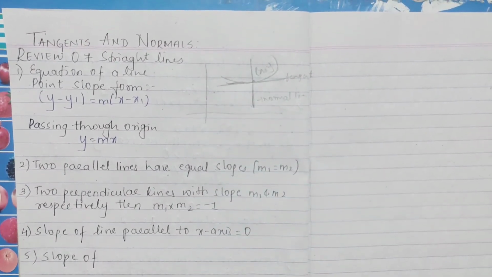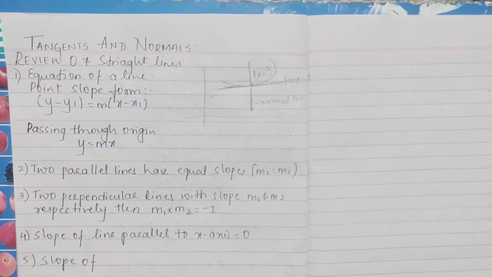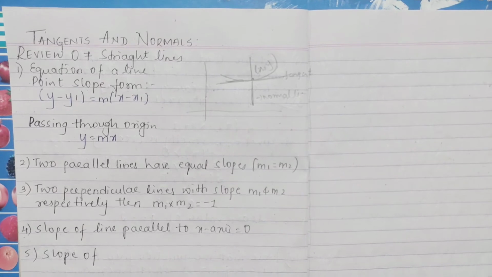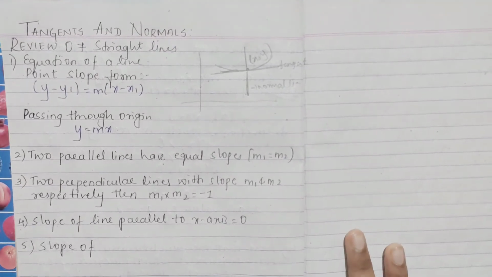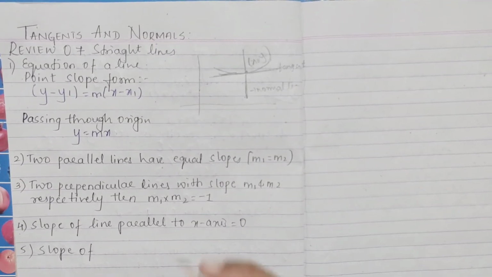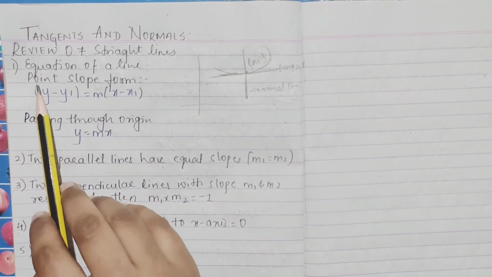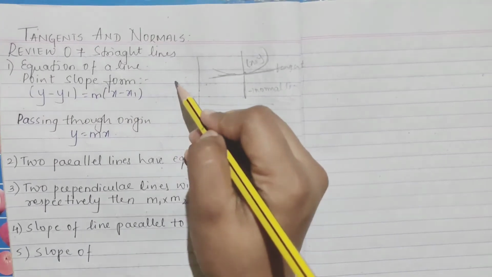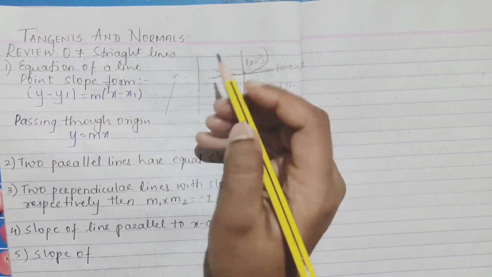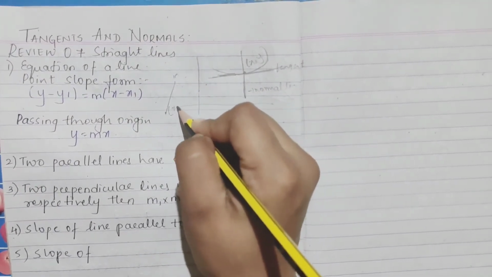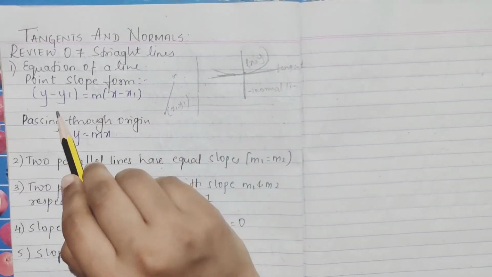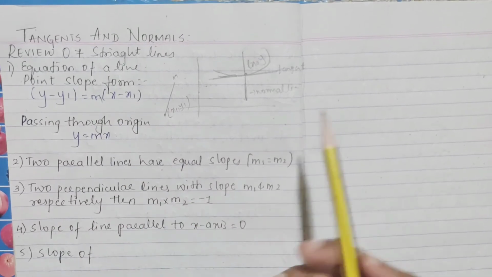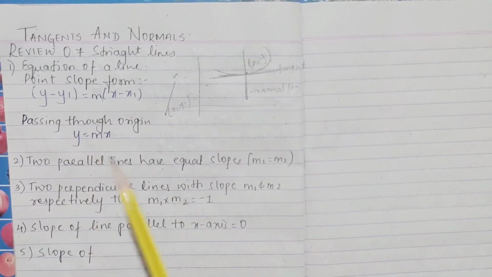Before that we should know some points about straight lines, which you have already studied in first year, and even in your SSLC, about straight lines. We know the equation of a line in point slope form. Now suppose you have a slope m, and one point x1 y1. So its equation is y minus y1 is equal to m into x minus x1. Passing through the origin, it is y is equal to mx.